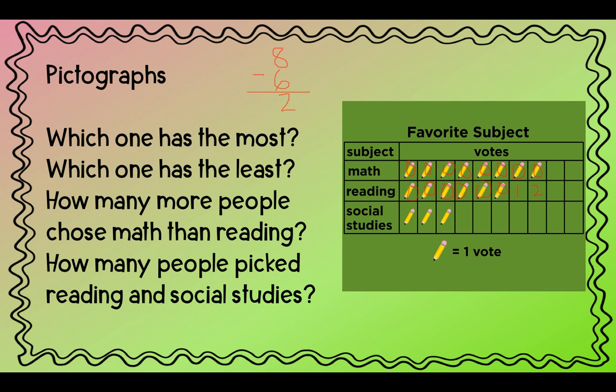How many people picked reading and social studies? Now we need to add our numbers together. If you remember, there were 6 people who chose reading. Now, how many people chose social studies? 1, 2, 3. 6 plus 3 this time. We need to know how many like both all together. 6 plus 3 makes 9. That's how to answer pictograph questions.